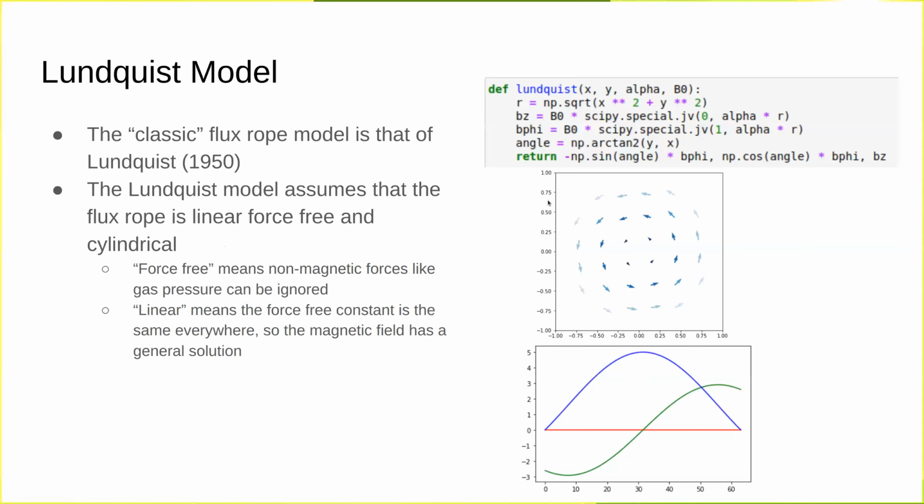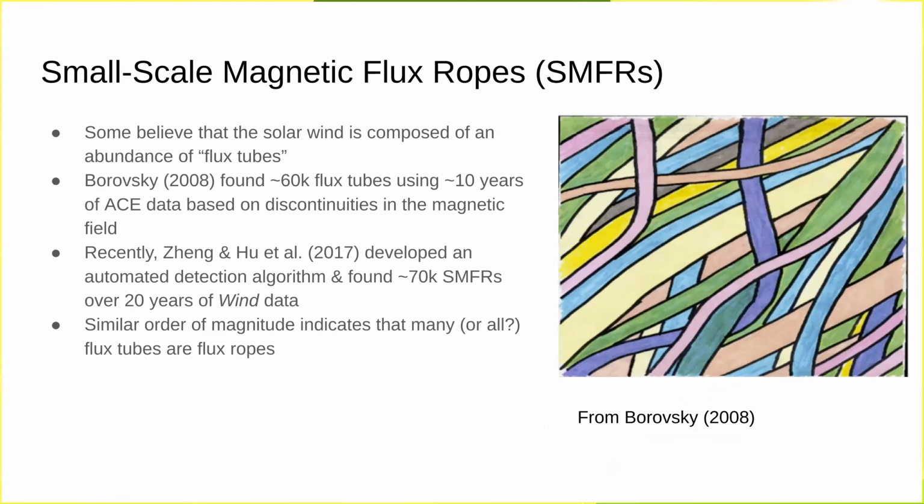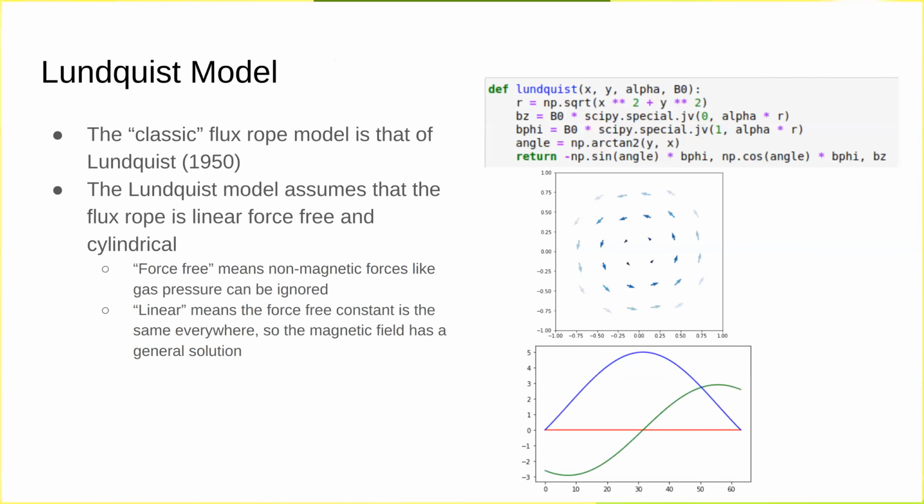A big question about them, though, is where they come from and how they form. A lot of people think that they come from the sun. Others argue they come from the turbulence in the solar wind. And nowadays, some people say that they probably come from both, like at 1 AU, maybe more of them are from the turbulence, whereas closer to the sun at PSP, maybe more of them are from the sun directly.